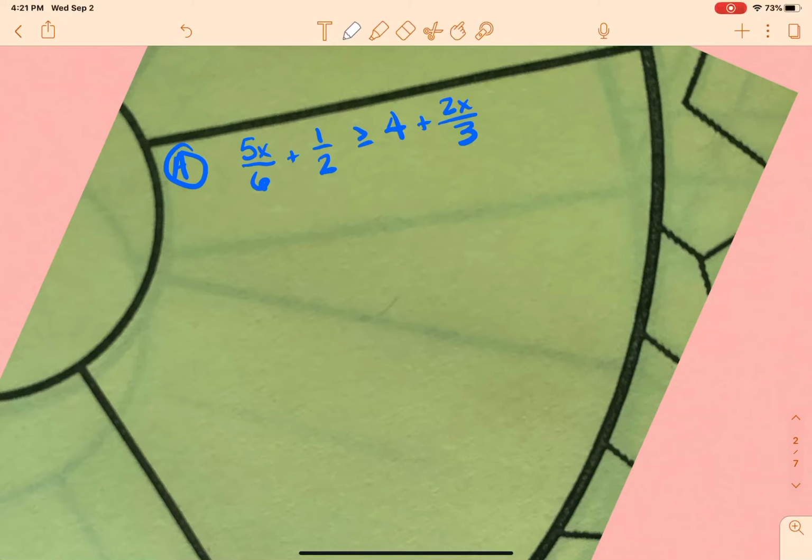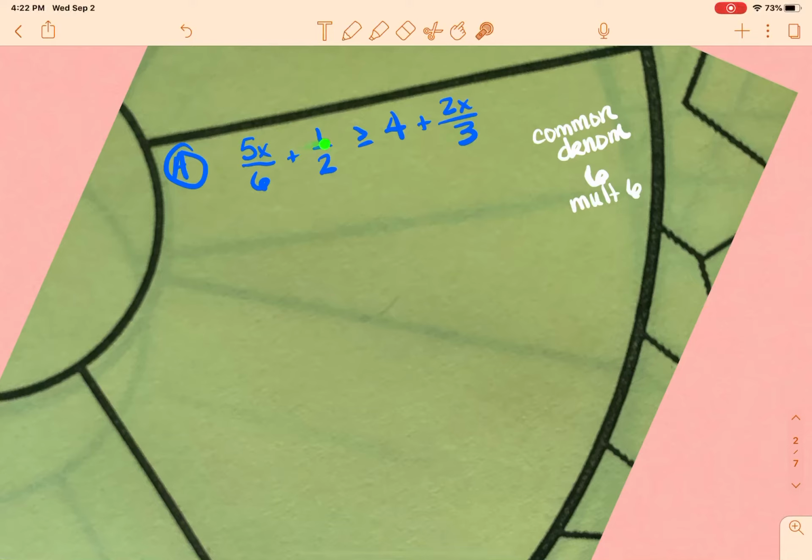So 6, 2, and 3, the smallest number that they would go into if I had to find a common denominator would be 6. Now, it could also be 12 or 24 or 18. There are multiples that could work, but we want to choose the smallest number we can to make it easier for us. So if my common multiple is 6, that means that I'm going to take this whole thing and I'm going to multiply it by 6.